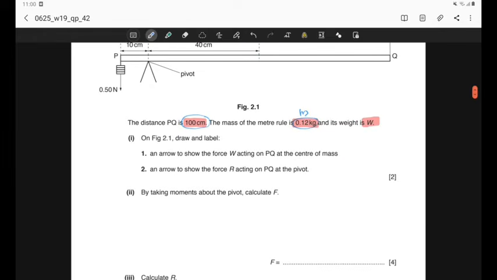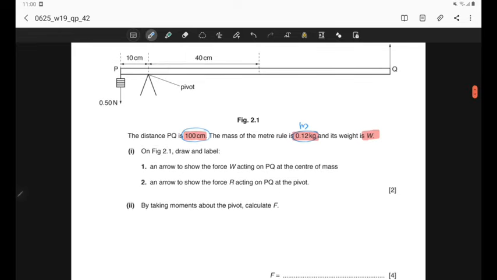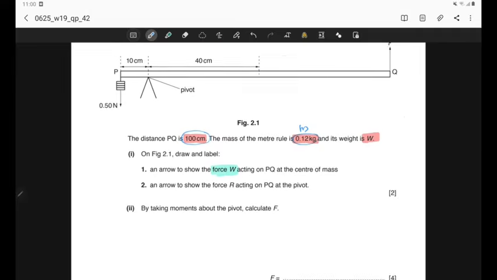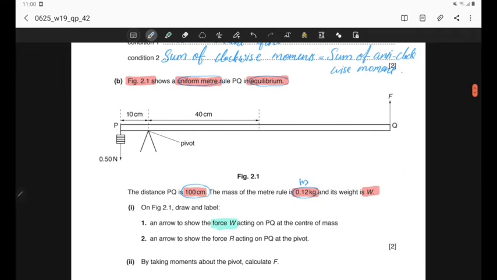Part I. On figure 2.1, draw and label. First one, an arrow to show the force W, that is nothing but weight, which is already mentioned, acting on PQ at the center of mass. So since it is a uniform meter rule, its center of mass will be exactly at the center, and center will be half of 100 centimeter, that will be 50 centimeter away. So this is the center. And weight will always be acting downwards.